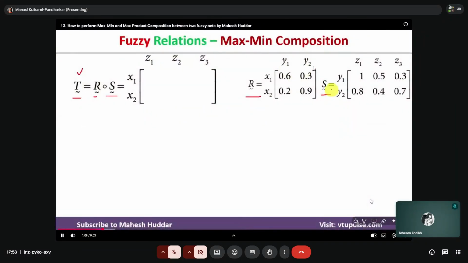And once you perform the max min composition or max product composition on these two fuzzy relations, the number of columns in the first relation should match the number of rows in the second relation. That is the minimum requirement. There are two columns in fuzzy relation R, so there should be two rows in fuzzy relation S. Then only we can perform max min or max product composition here.